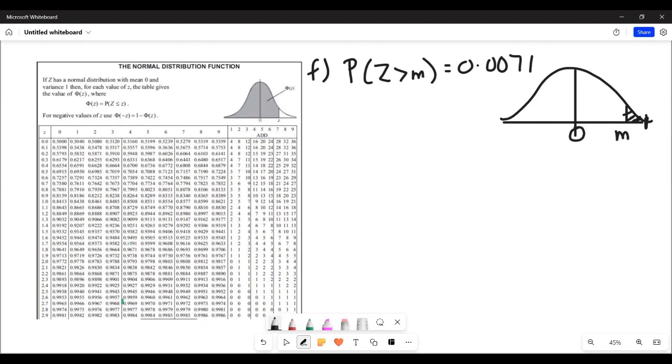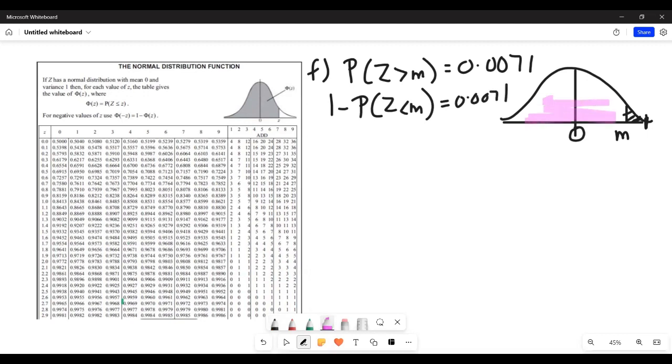Because now it's z is greater than m. So you have to shade the right side of the line. And it's a very small value. That means m is pretty close to the end of the graph. Okay. So we cannot use the table for greater than case. So we're going to change it to 1 minus probability z is less than m. And it's going to be 0.0071. So what we did, we subtracted this from 1.